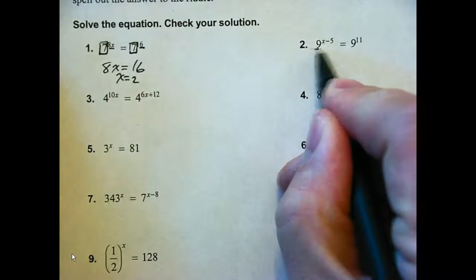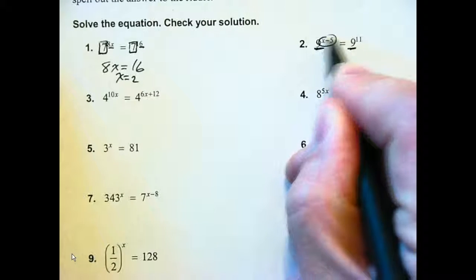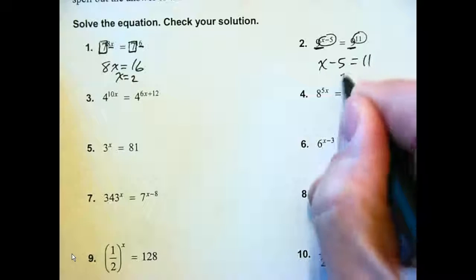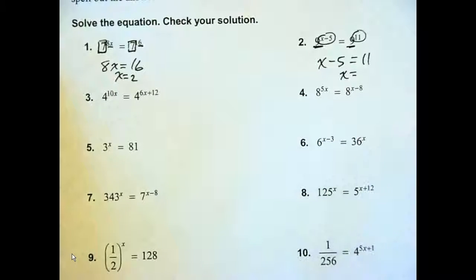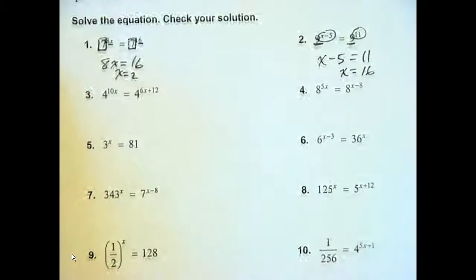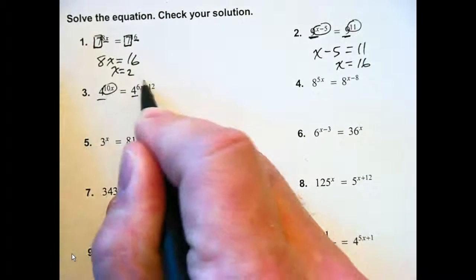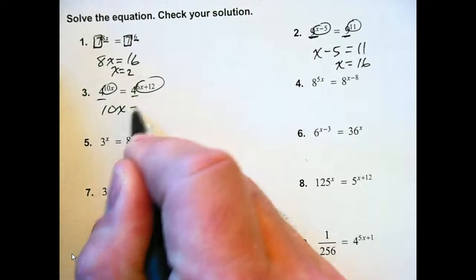Same base, so take the power, set them equal. x minus 5 equals 11, so x equals 16. Same base, take the power, set them equal. 10x equals 6x plus 12.